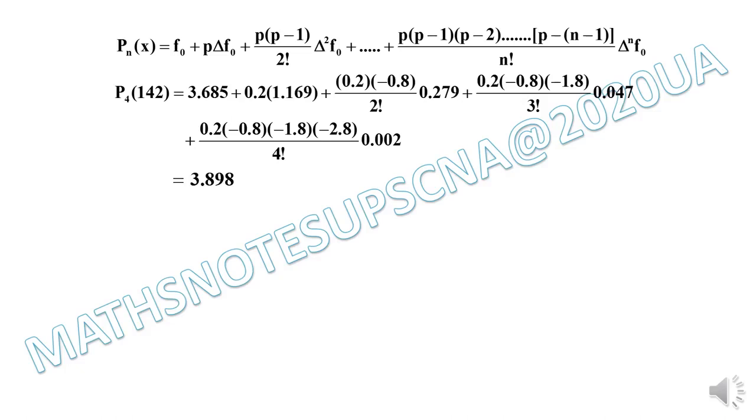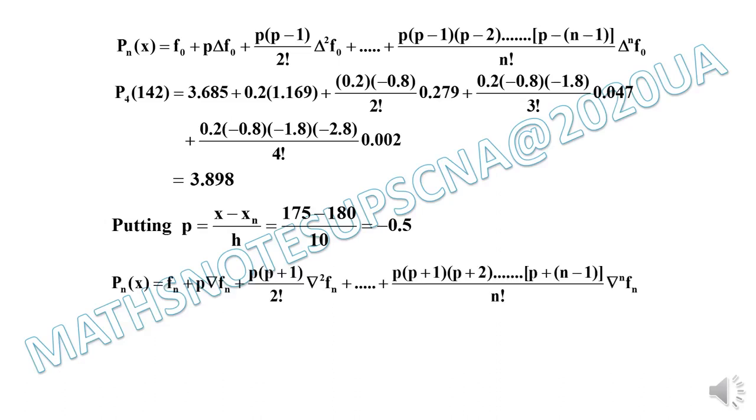We calculate this value, which comes 3.898. Now we calculate the backward difference formula. For that also we need to have the p value, and for the backward difference interpolating formula we have been given the value 175. So 175 minus 180 upon 10 comes to minus 0.5. So we now use the backward difference interpolating formula and we substitute values here.